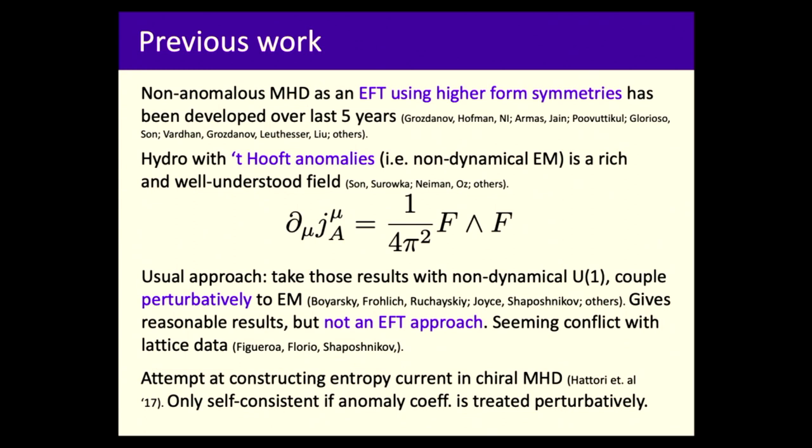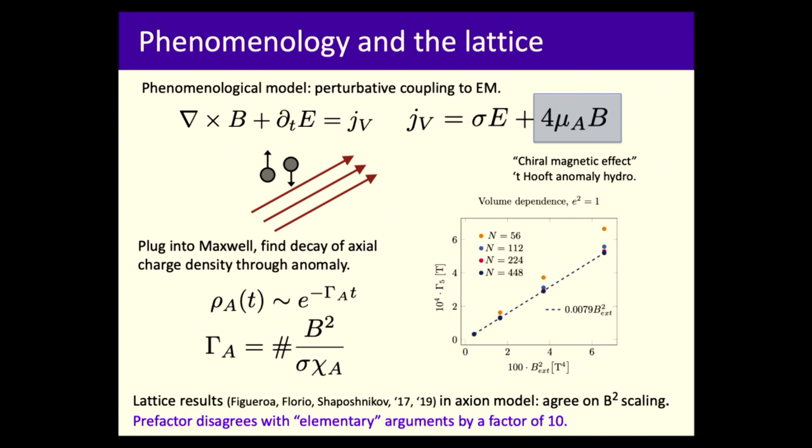Okay, so let me say a few words about the phenomenology, the way to do this in a phenomenological manner. What you can do is imagine taking the results from when E and M is frozen, which involve getting an extra piece in your electric charge current, and then coupling that to Maxwell's equations and seeing what happens. Okay, this is super reasonable. And what you find is that if you do that, the axial charge is no longer conserved. In fact, it decays with some decay rate that you can calculate from this. It's quadratic in the magnetic field. That's what you get from this.